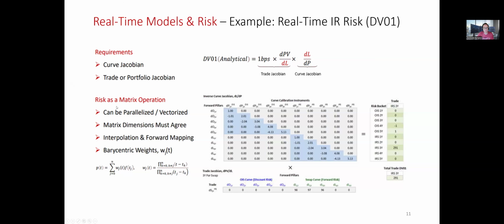Now, using this approach, risk is a matrix operation. It can be parallelized. It can be vectorized. It's already fast if you do nothing, but you can speed it up even further, so you can calculate it in nanoseconds.